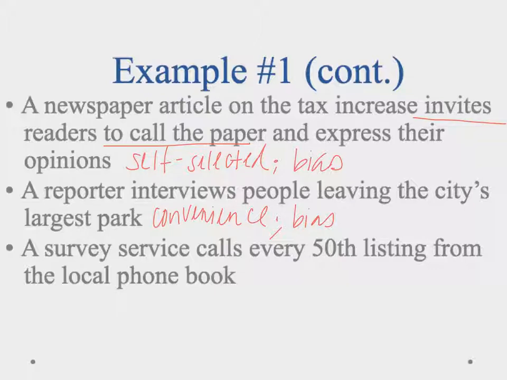And then the last one says a survey service calls every 50th listing from the local phone book. And this one would be considered a systemic sample. And for the most part, there should be no bias there because it's random.